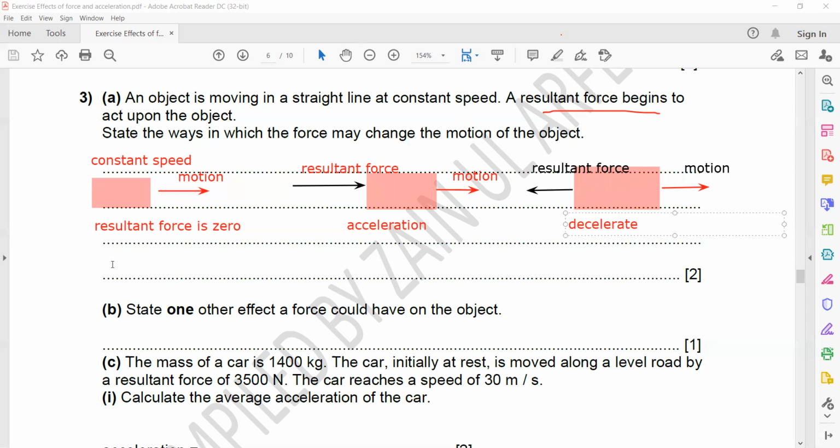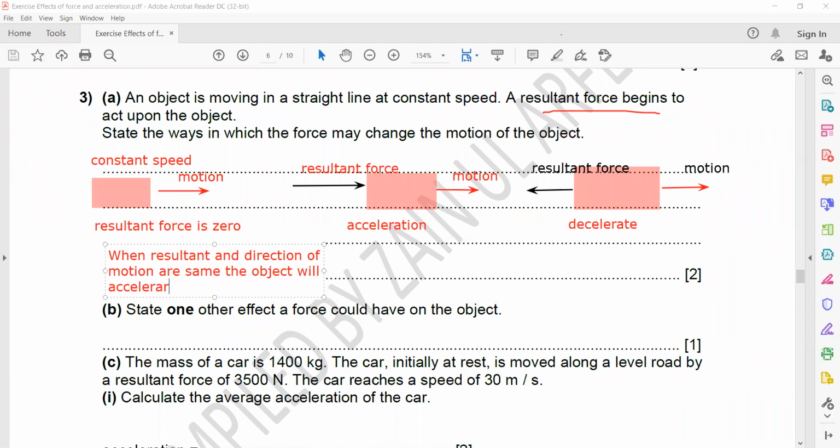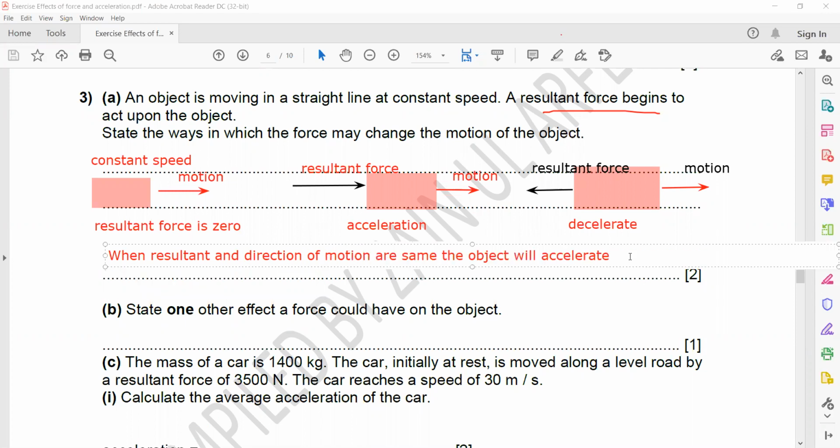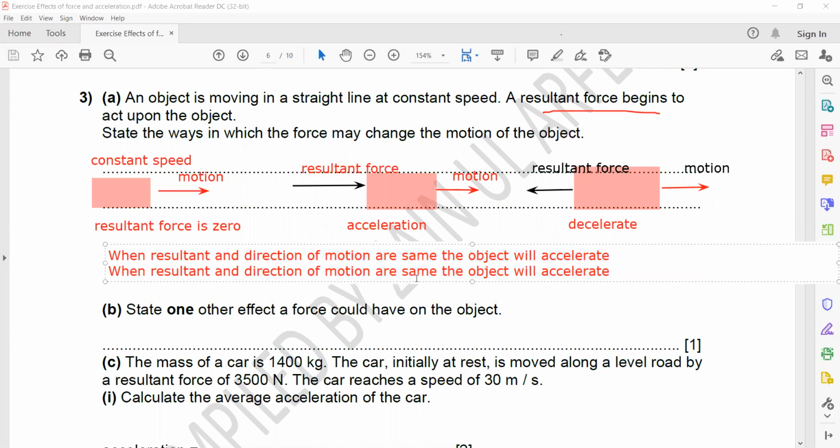So how do we write it in words? We'll mention simply that when the resultant force and direction of motion are the same, the object will accelerate, or the speed will increase, and the opposite will happen when the resultant force and direction of the motion are opposite of each other. The object will decelerate.